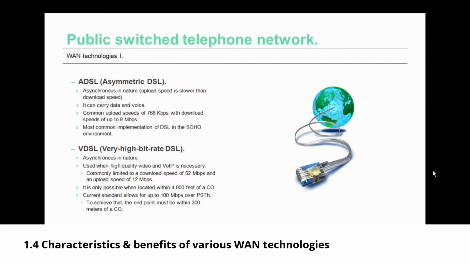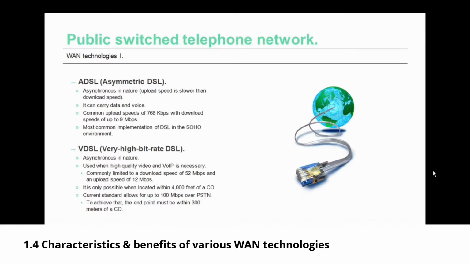More common than SDSL is ADSL, or asymmetric DSL. It's asynchronous in nature. That means that the upload speed is slower than the download speed. ADSL can carry data and voice. Common upload speeds for ADSL are 768 kilobits per second, with download speeds of up to 9 megabits per second. It is the most common implementation of DSL in the small office, home office environment.